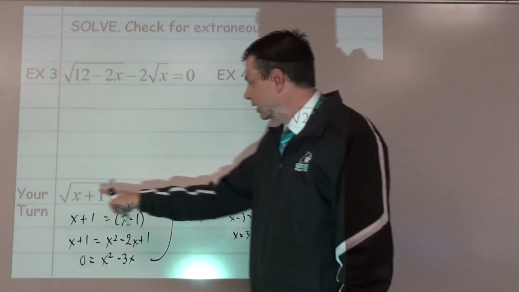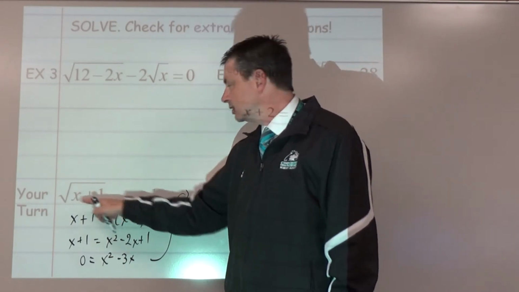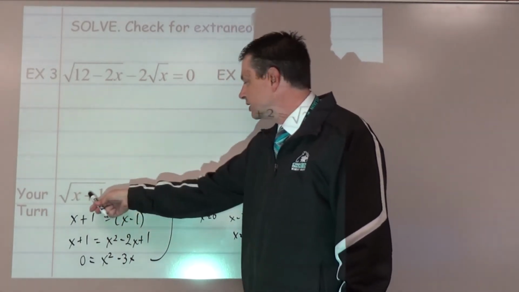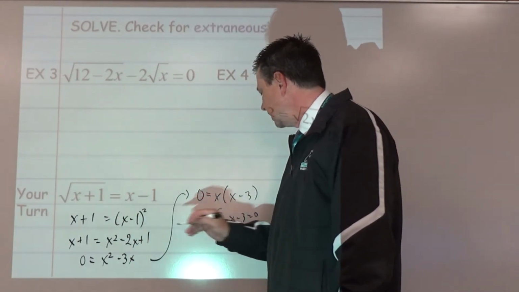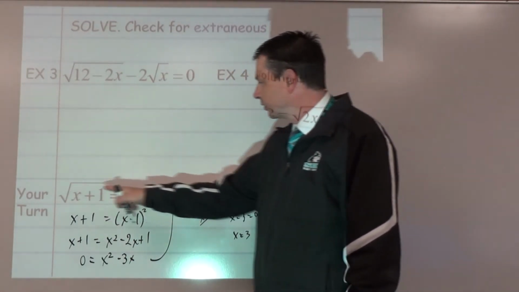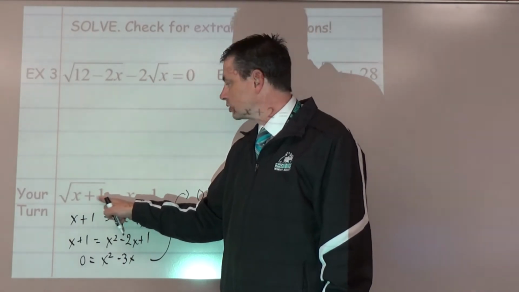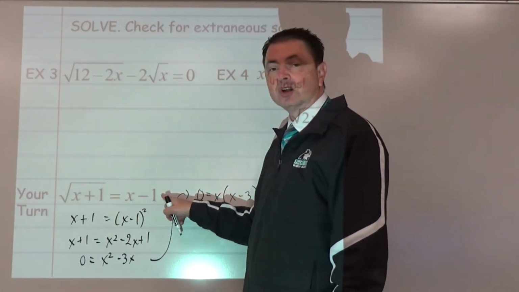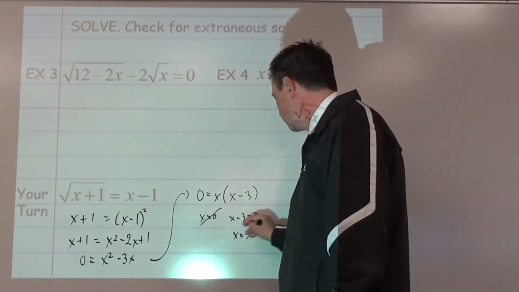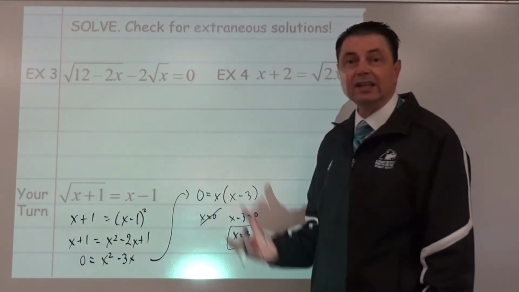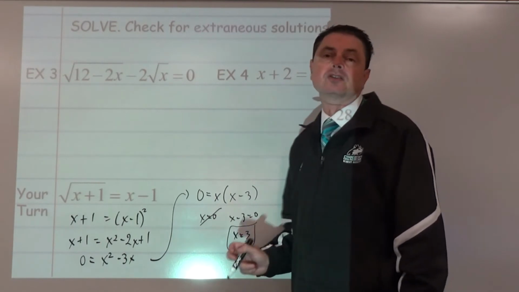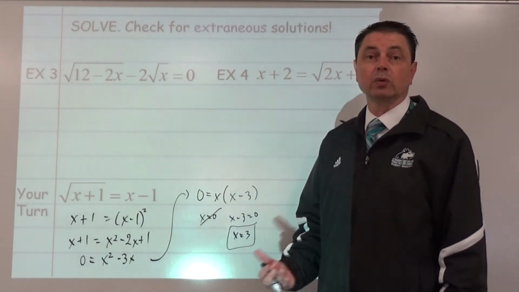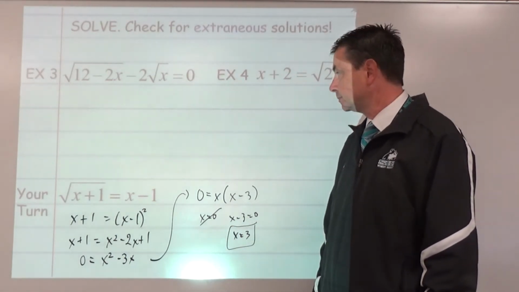Let's check the 0. 0 plus 1 is 1. Square root of 1 is 1. 0 minus 1 is negative 1. Does 1 equal negative 1? It does not. Let's try the 3. 3 plus 1 is 4. Square root of 4 is 2. 3 minus 1 also 2. 2 equals 2. One is right. It is possible that they could both be extraneous, so we throw them both out, in which case the answer would be no solution.